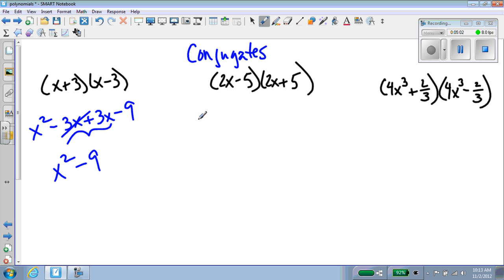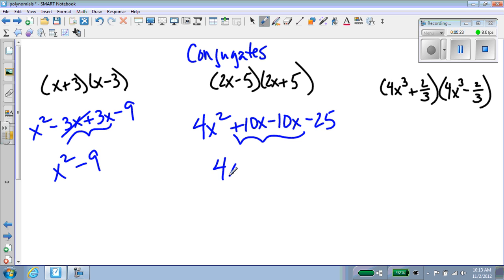2x times 2x would be 4x squared. 2x times 5 would be 10x. Negative 5 times 2x is negative 10x. And negative 5 times 5 is negative 25. Once again, our outside and inside terms are opposites, so they cancel out. 4x squared minus 25.